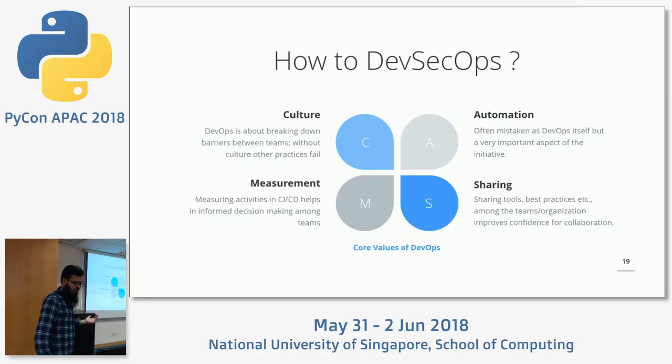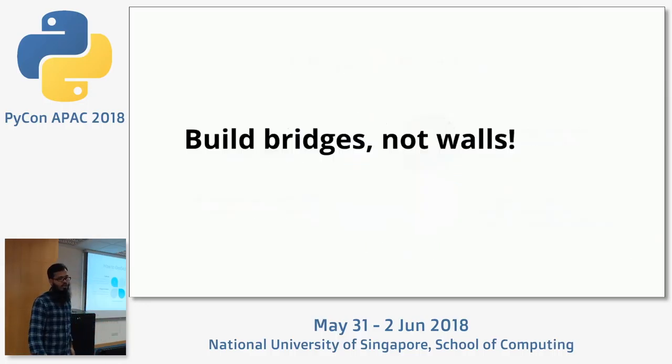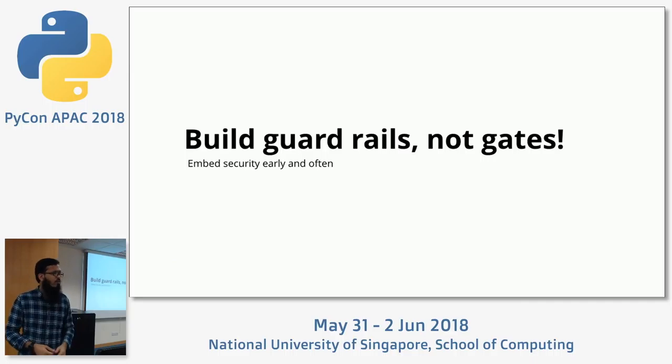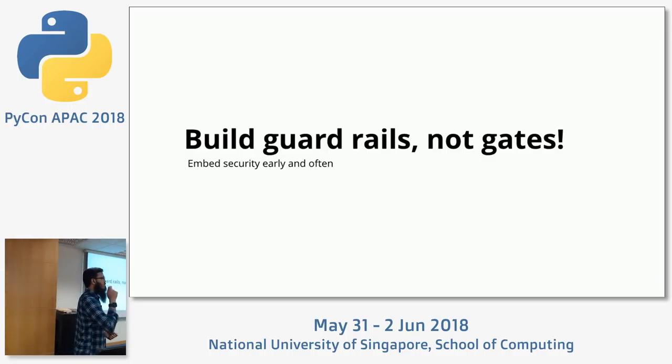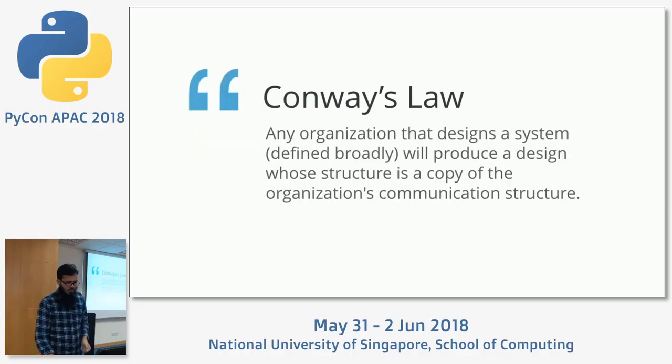And for all of this, you have to measure it. If you cannot measure it, you cannot improve it. So in short, we have to build bridges, not walls. If I have to put it in a nicer way, we have to build guardrails, not gates, meaning no one should be policing you saying that only if you pass this will I let you go to production. Okay, with that said, I will leave this slide here for a while.